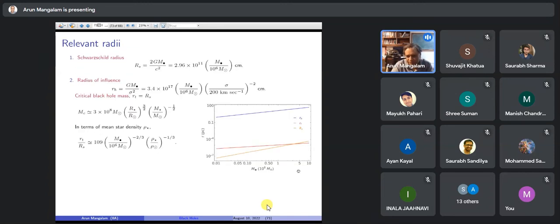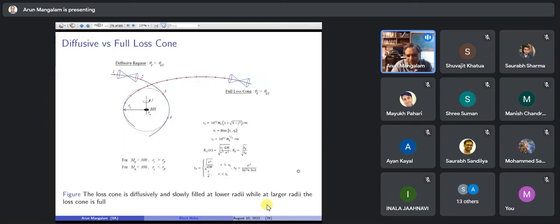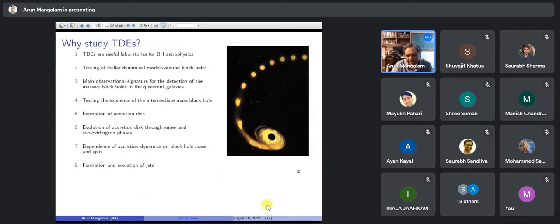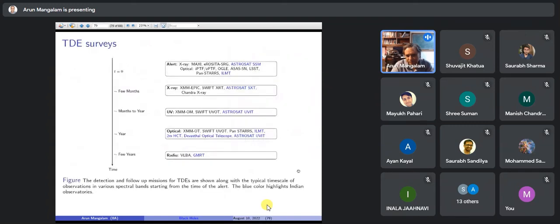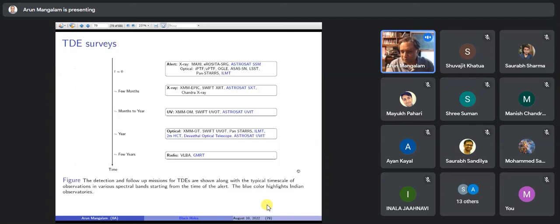And there are stars which can fall in. So I think I'll skip all this. There are details of how stars can fall into black holes. They can be observed. So how you can study this, the useful laboratories for studying different kinds of physics. Stars getting disrupted in front of black holes. What is the light curve that comes out? What are the different ways you can study it observationally?